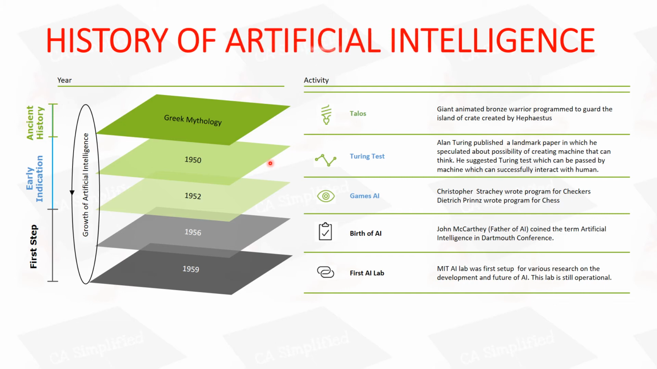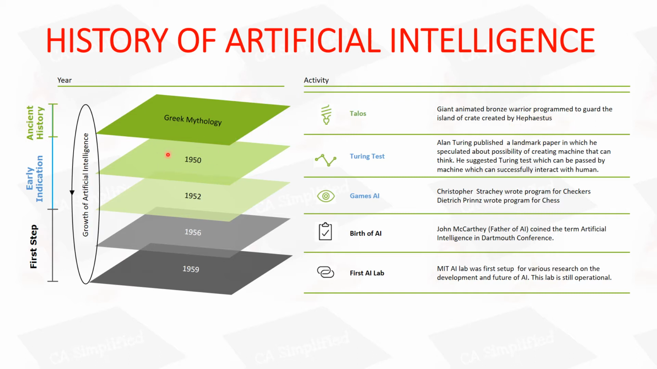Now we are going to look into the history of artificial intelligence. And you will be shocked to know that artificial intelligence has its footprints as far back as Greek mythology, where a giant bronze warrior was programmed to guard the island of Crete. This giant warrior was programmed in a manner where it was able to guard across the diameter of the island thrice a day. It was created by the great Hephaestus.